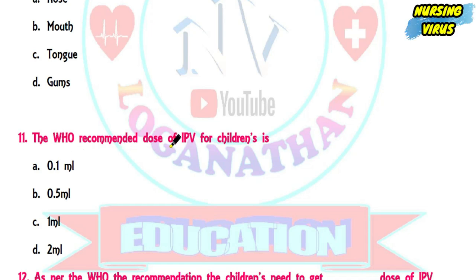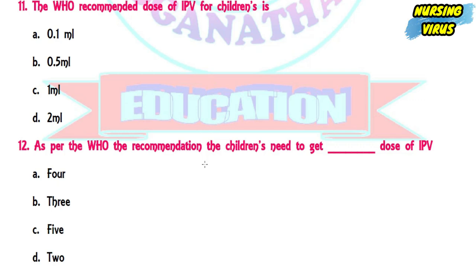So always the IPV dose recommended for children will be 0.1 ml, that is a constant value. The next question, again based on the WHO, is about the recommendation for the IPV dose in children. The recommended dose by the WHO is at least 4 doses, either 3 doses or 5 or 2. So at least the child needs to get 4 doses of IPV during their lifetime.